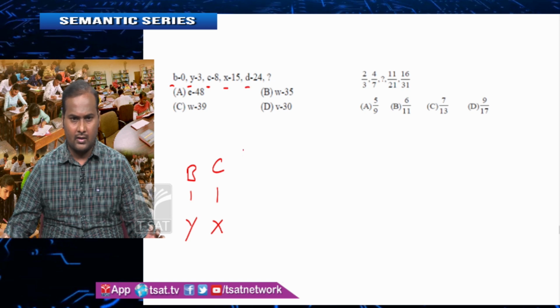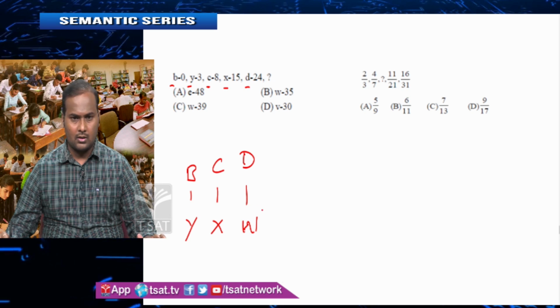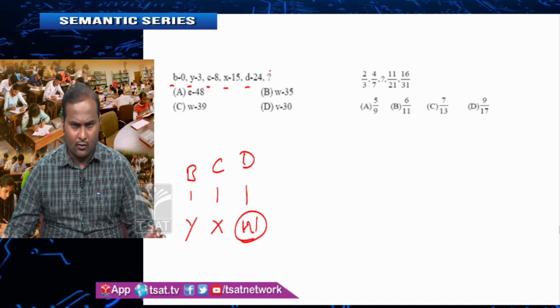Now if you are having D, so D opposite will be W. So you got one particular series regarding alphabets. So that is W. So in the options you have W.